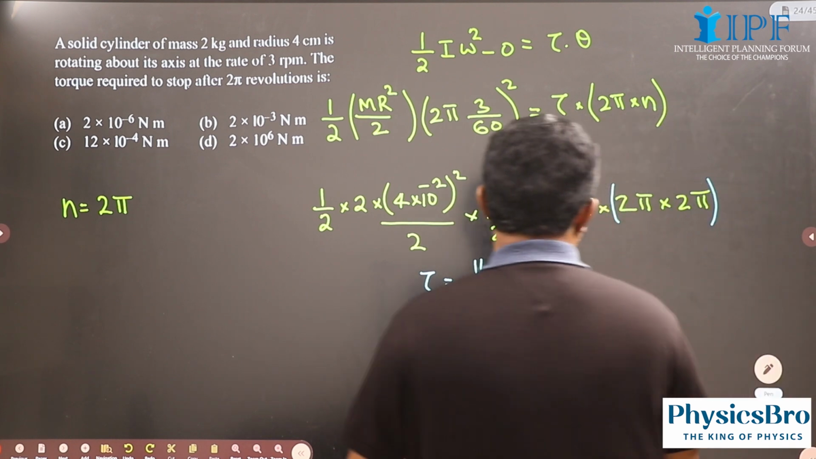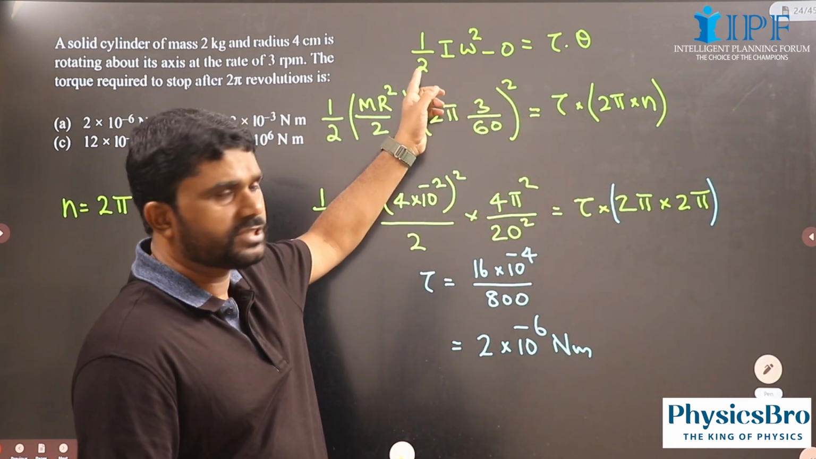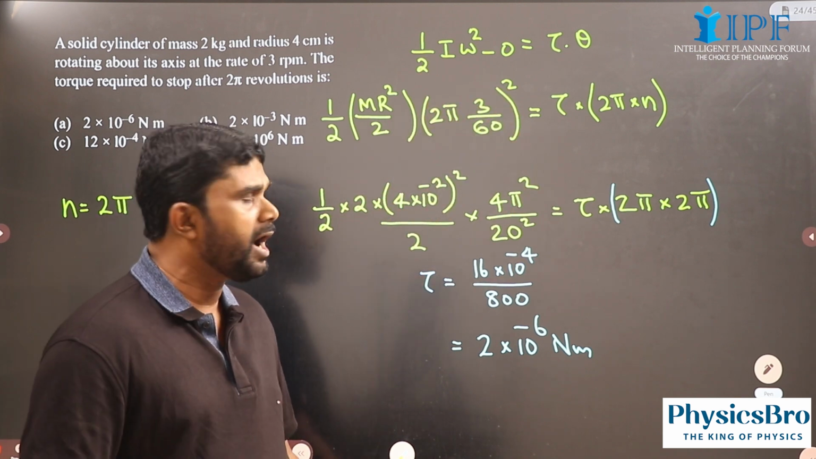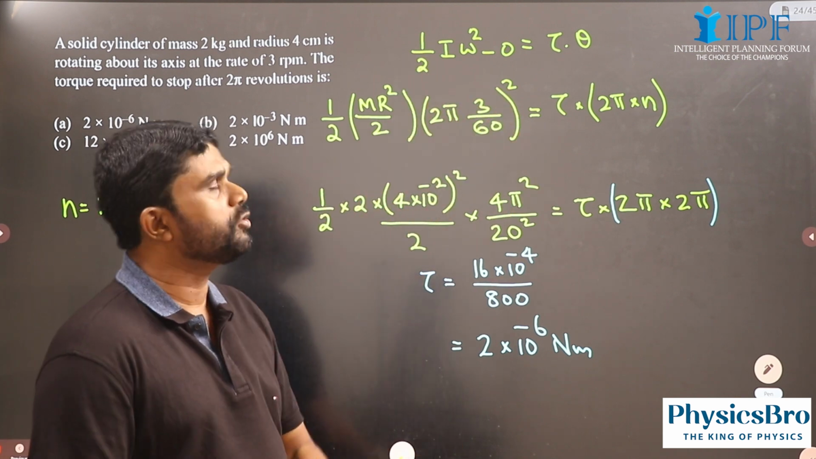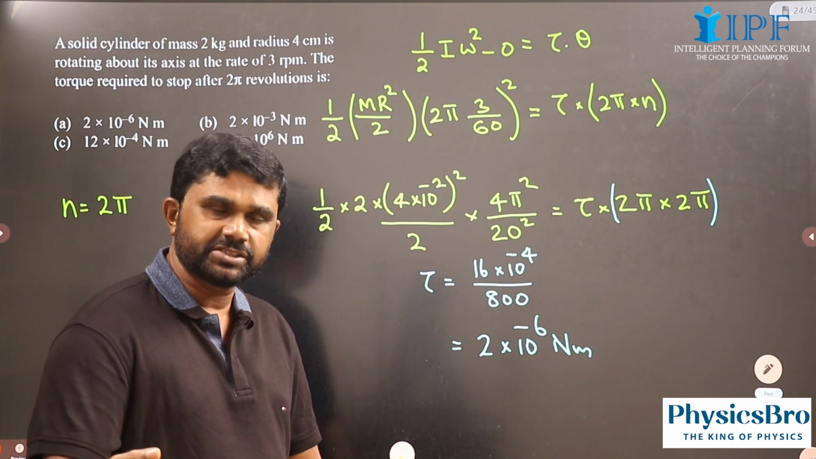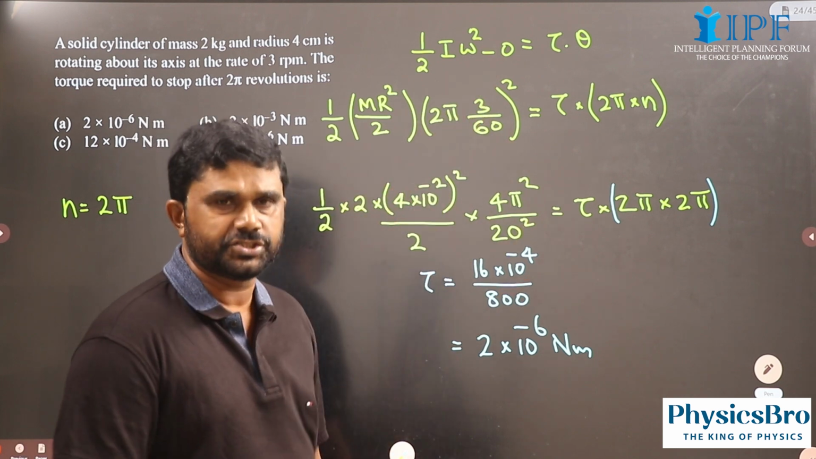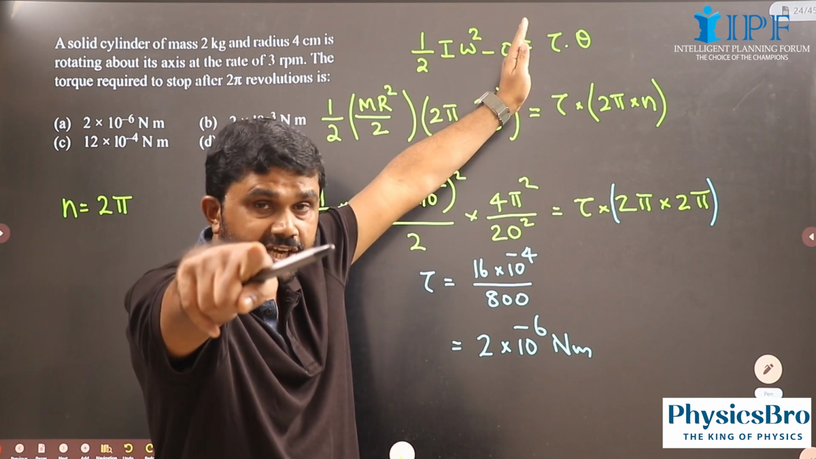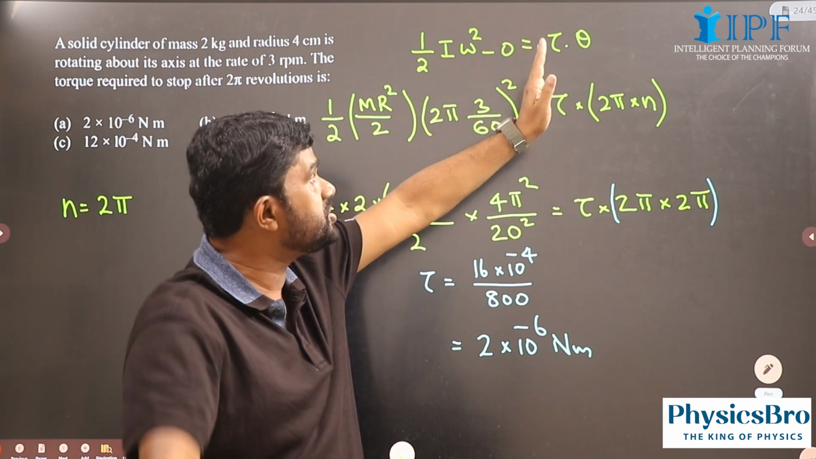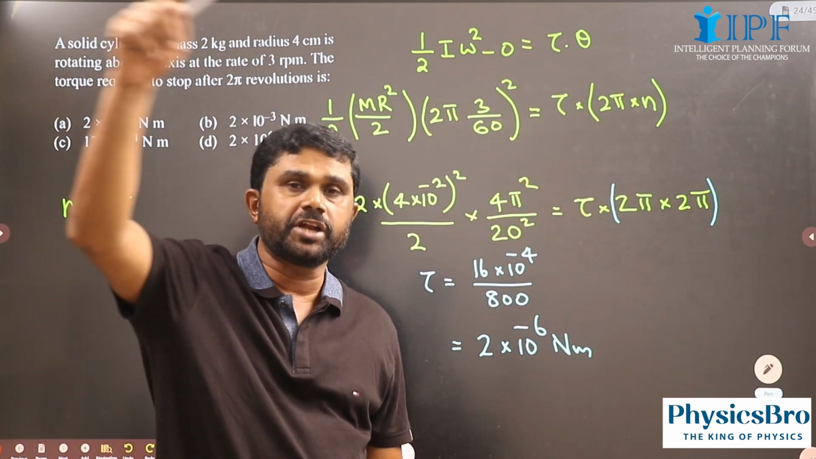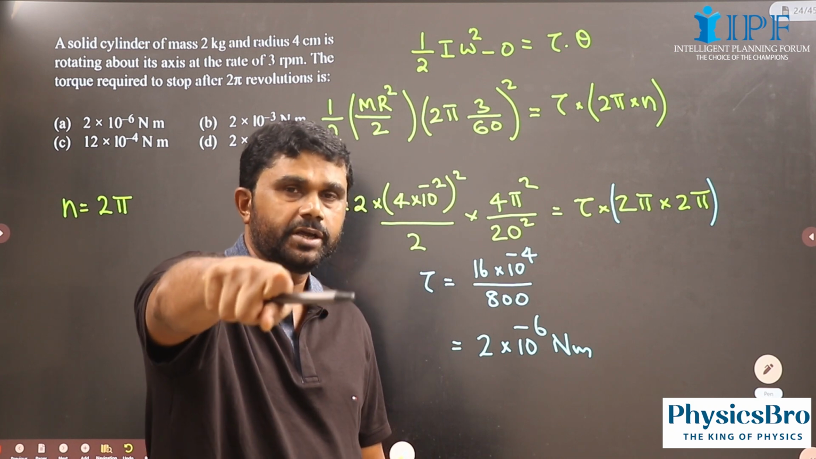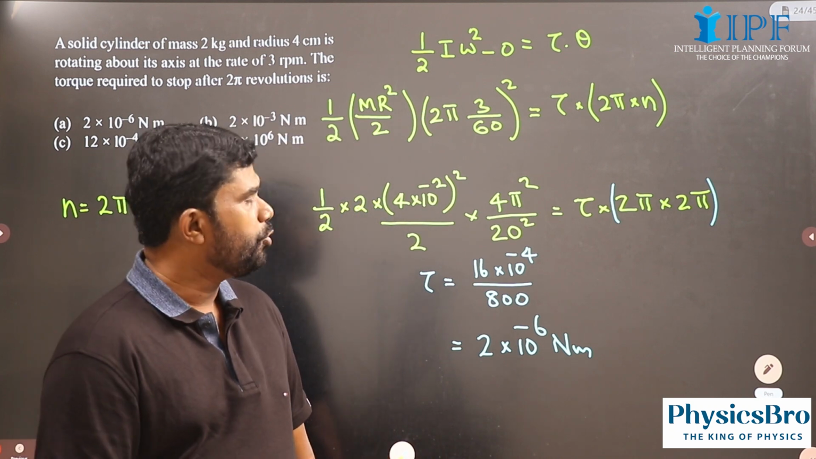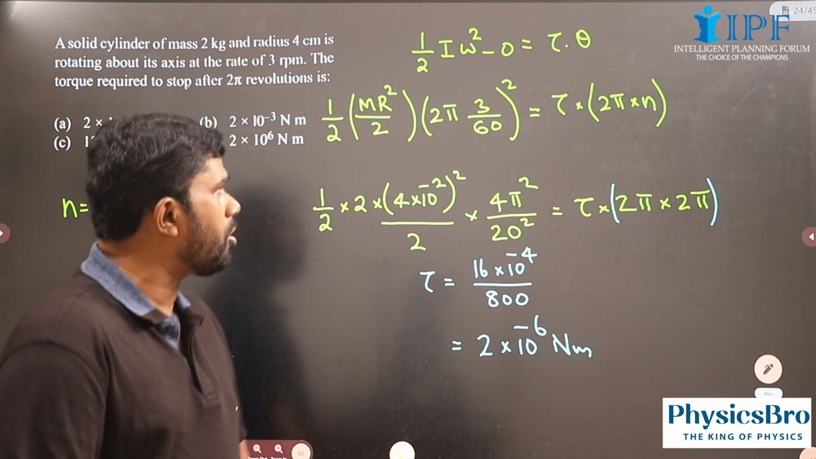See, suppose finally the angular velocity is omega and final kinetic energy will be half I omega square. Initially it is at rest, so initial kinetic energy is 0. Final kinetic energy minus initial kinetic energy is the change in kinetic energy and it is equal to work done. In rotational mechanics, work done equals torque into angular displacement. See, we have to find out the torque.